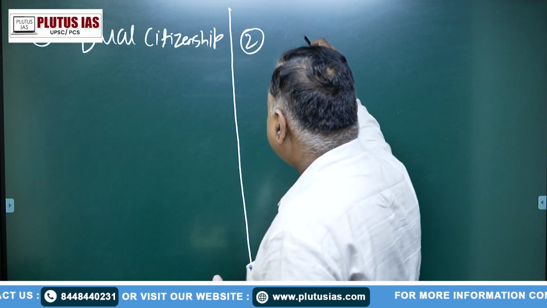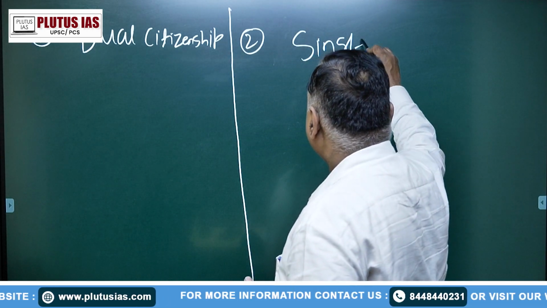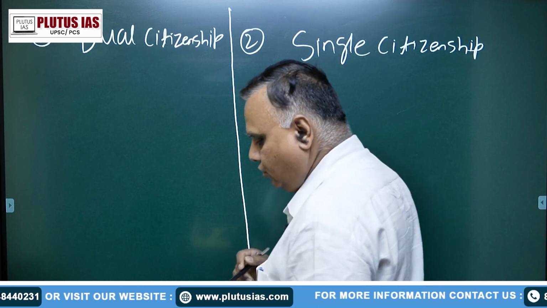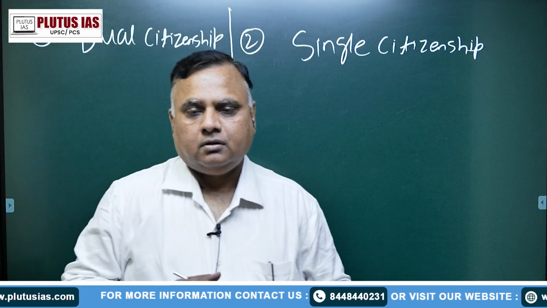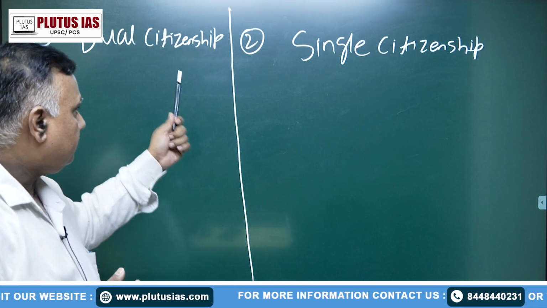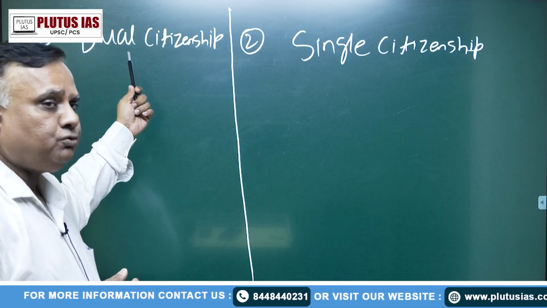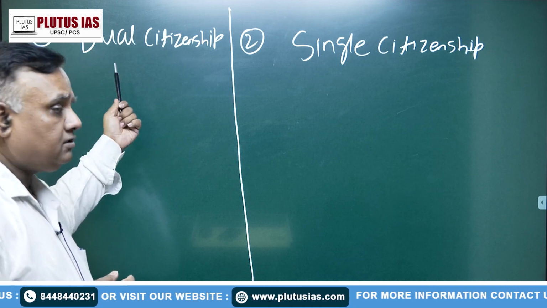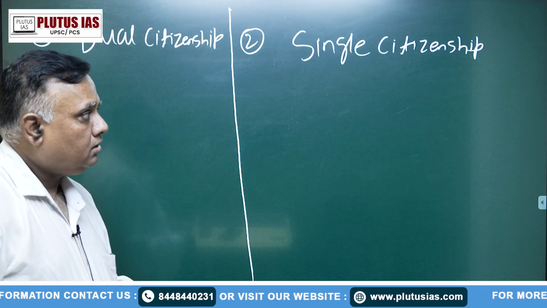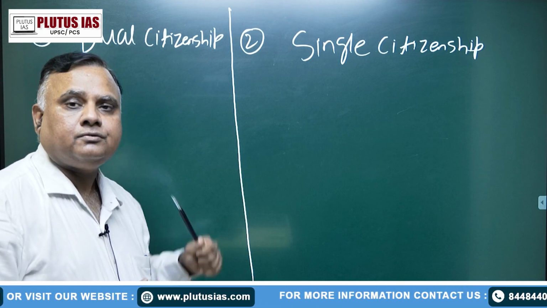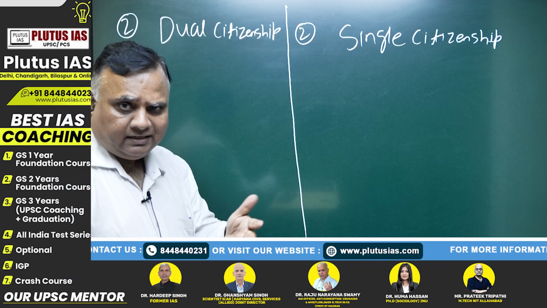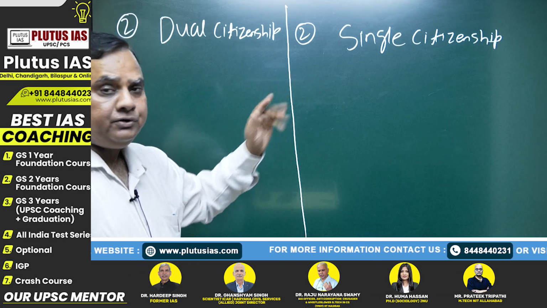In unitary polity, there is single citizenship, no dual citizenship. So if you are a citizen of the US, you are a citizen of California state, a citizen of US, citizen of Ohio state, citizen of US, citizen of Carolina, citizen of US, citizen of Ohio. But in England, only a citizen of England or United Kingdom.